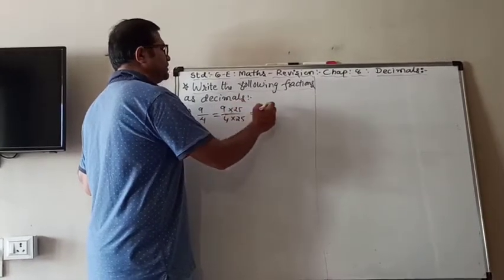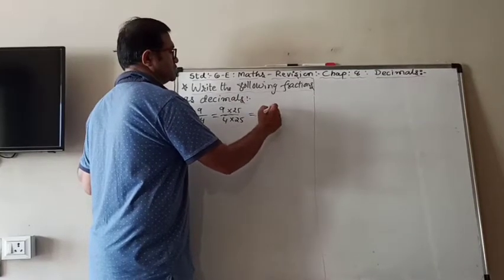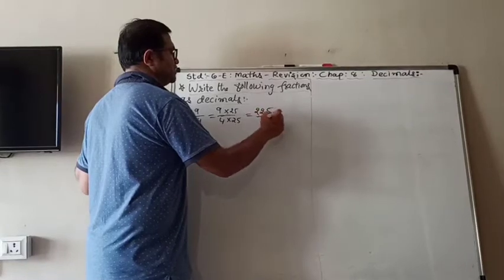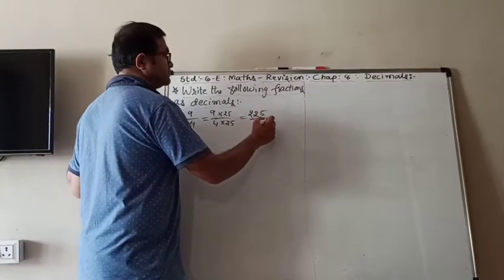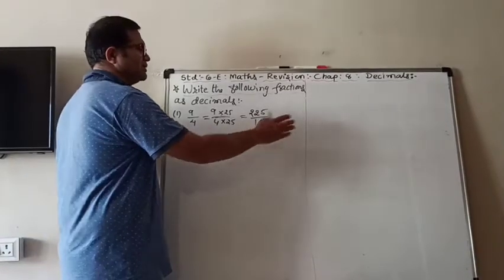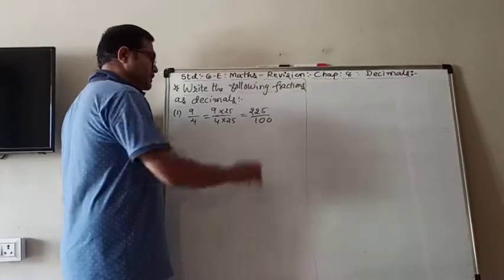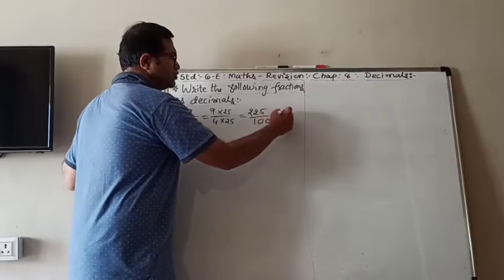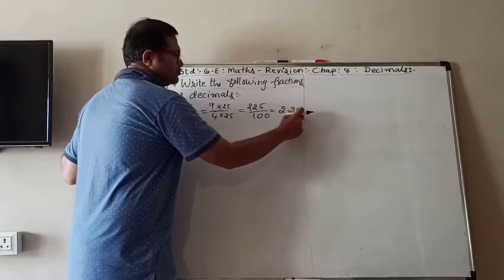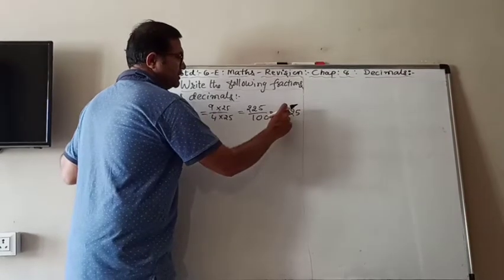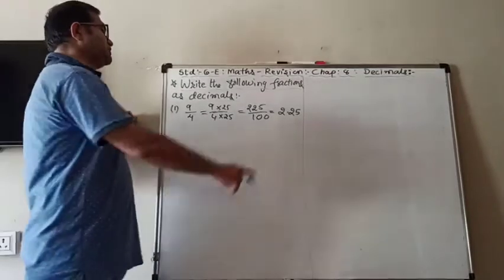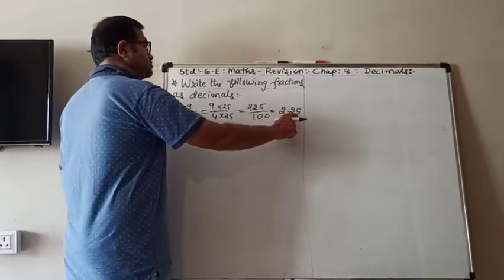So 25 multiplied by 9, 225 upon 100. So now we know that it is the same as in the previous question. There are 2 zeros, so 2 decimal places. So we put 25 at the right and then we put the decimal before it. So it is 2.25.